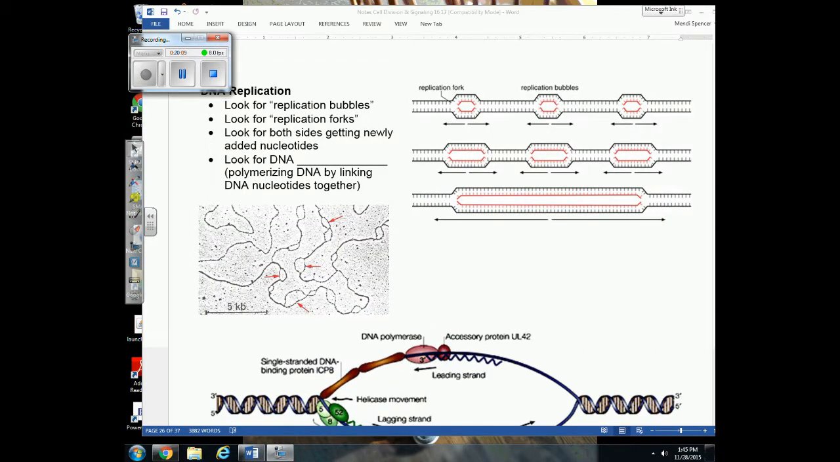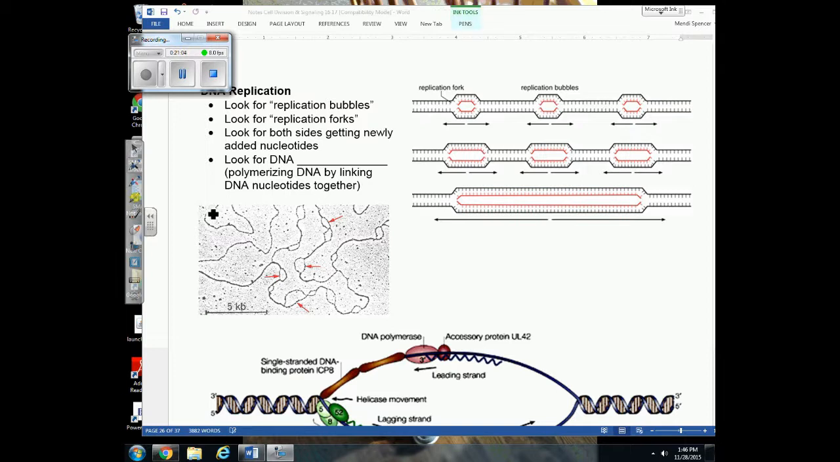Remember I mentioned that DNA replication and transcription of protein synthesis look very similar. So students have a hard time recognizing whether they're looking at replication or transcription. So I wanted to show you a bunch of different pictures of replication. The more diagrams you see, the better able you will be to figure out whether you're looking at replication problems or transcription problems. So here are some things to look for.